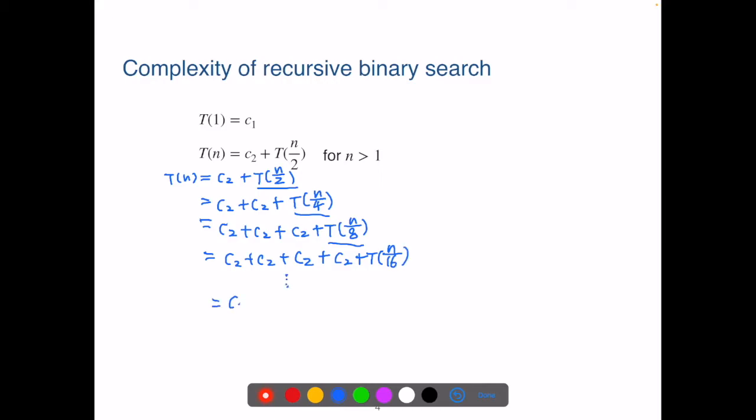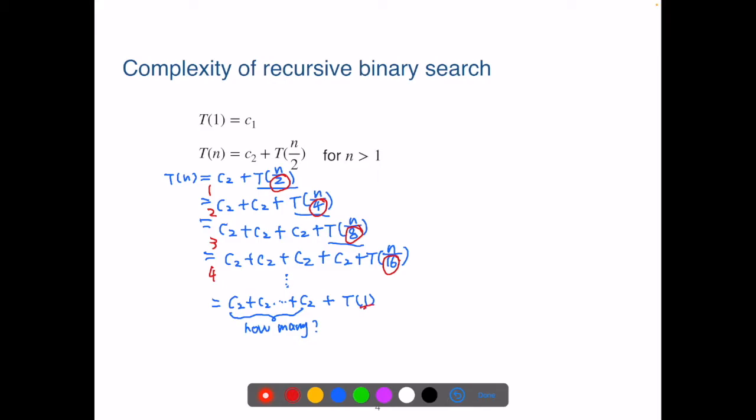In the end, we know we'll have a bunch of C2s. And then we'll get to the base case, C1. Now, the form looks quite straightforward. We just need to figure out how many C2s. Okay, so let's check the pattern. So here, when we have 2, there is 1 C2. When we have 4, there are 2 C2s. When we have 8 here, we have 3 C2s. When we have 16 here, we have 4 C2s.